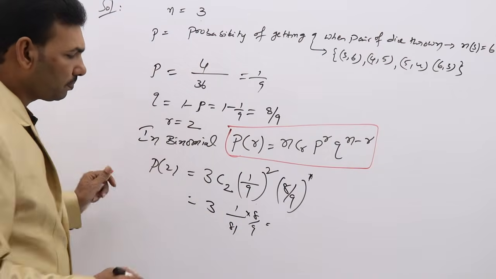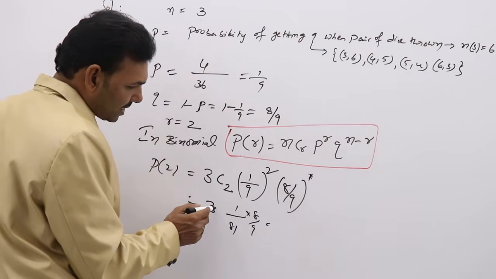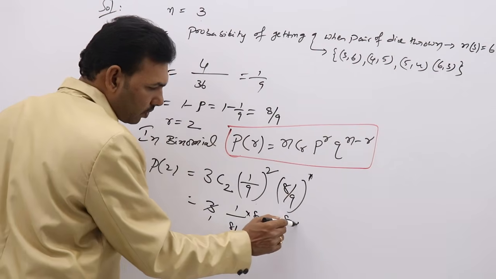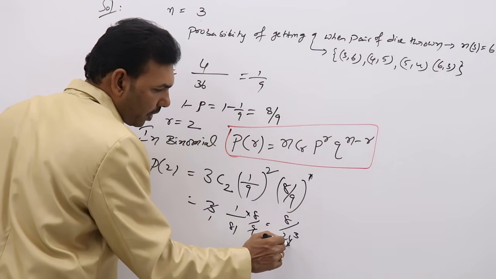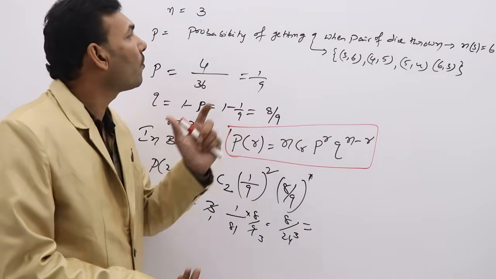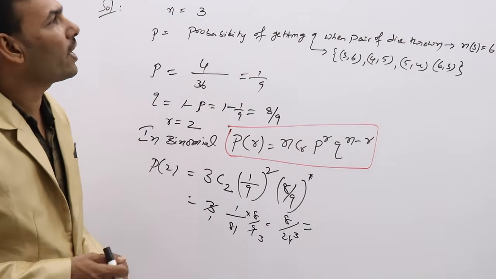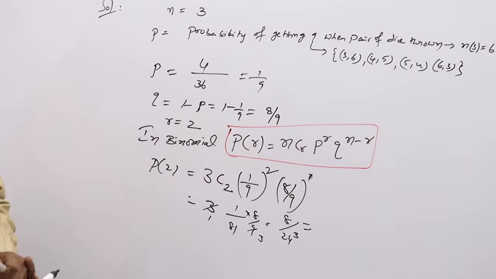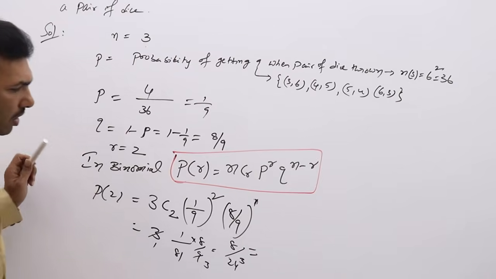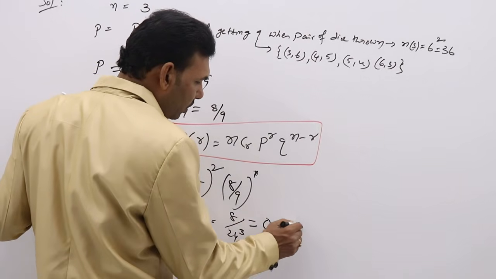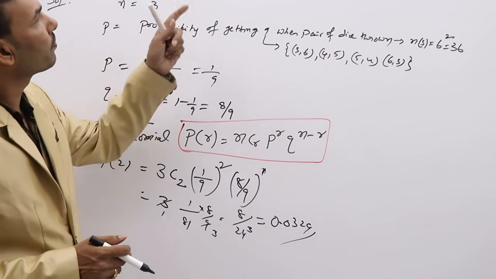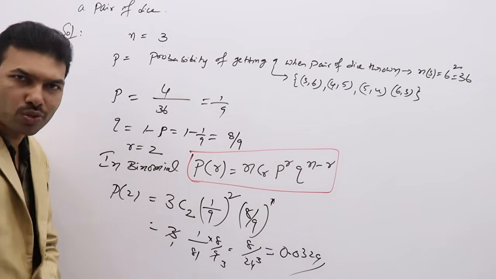If you calculate, here you can cancel: 3 1s are 3, 3 3s are 9. So 8 by 243. 8 by 243 is the probability of getting 9 exactly twice in 3 throws. If you calculate 8 by 243 using your calculator, you will get approximately 0.0329 as the probability of getting 9 exactly twice in 3 throws.